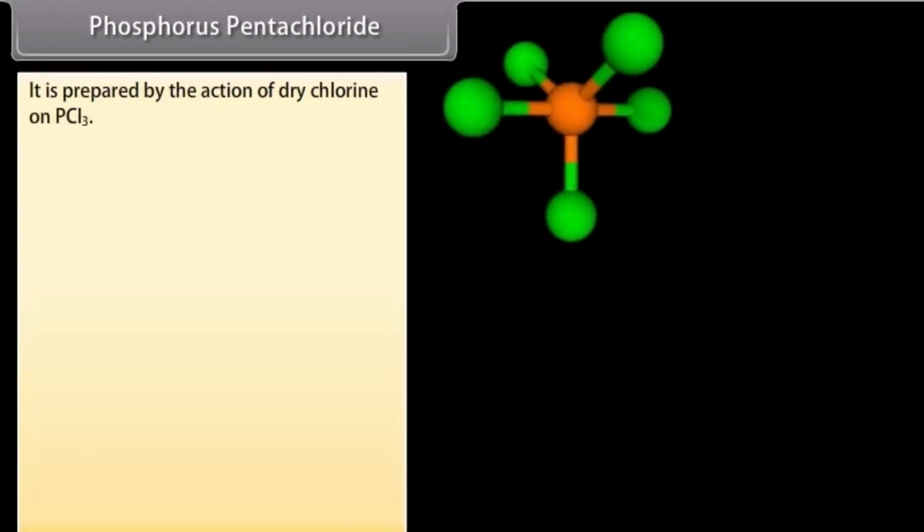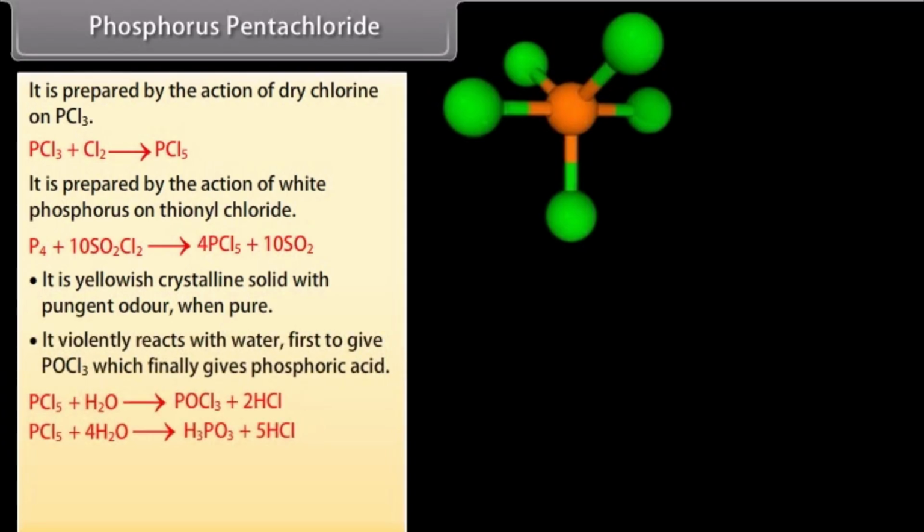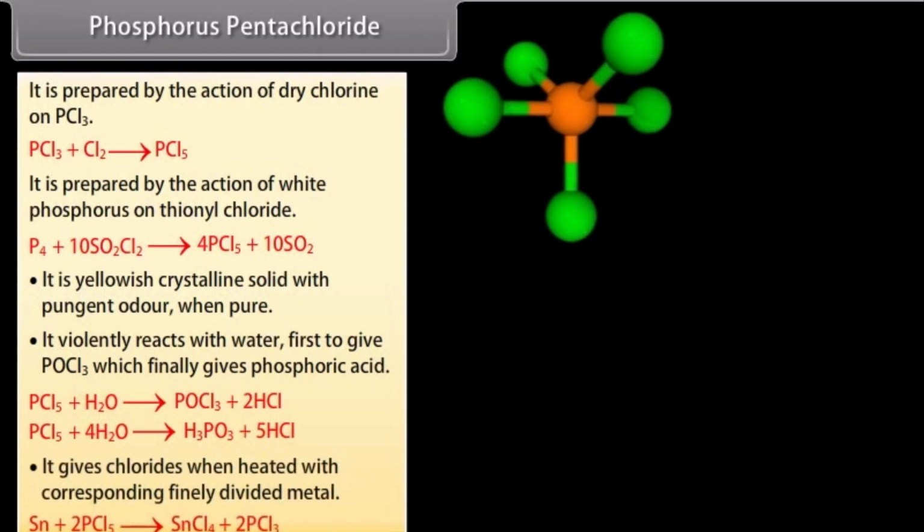Phosphorus pentachloride. It is prepared by the action of dichlorine on PCl3. It is also prepared by the action of white phosphorus on thionyl chloride. It is a yellowish crystalline solid with a pungent odor when pure. It reacts violently with water, first giving POCl3, which finally gives phosphoric acid. It gives chlorides when heated with the corresponding finely divided metal.